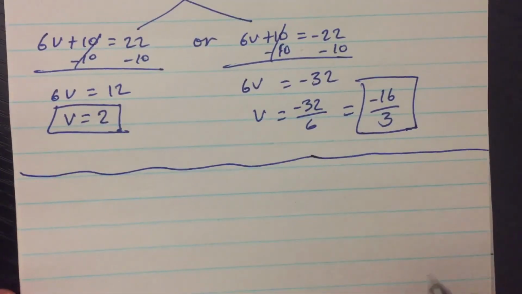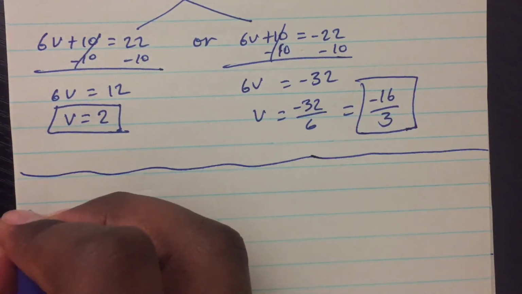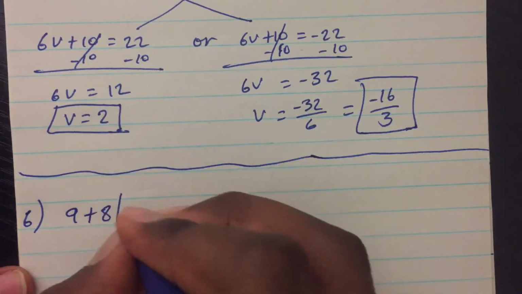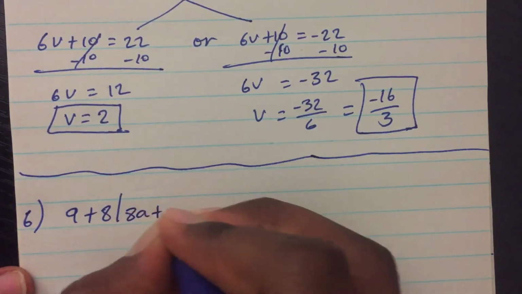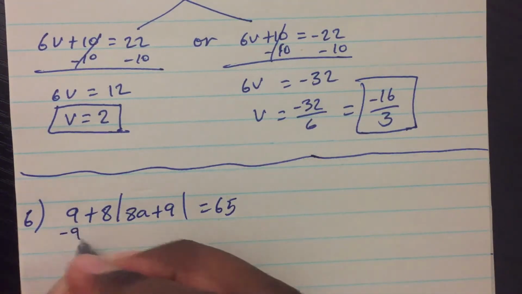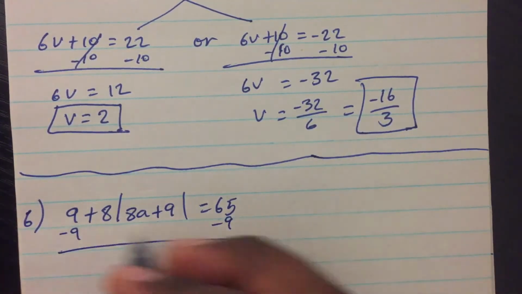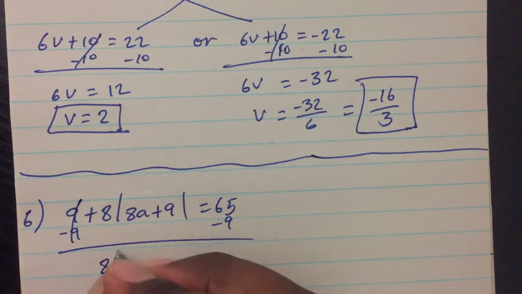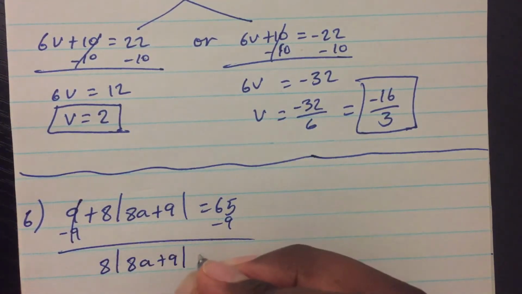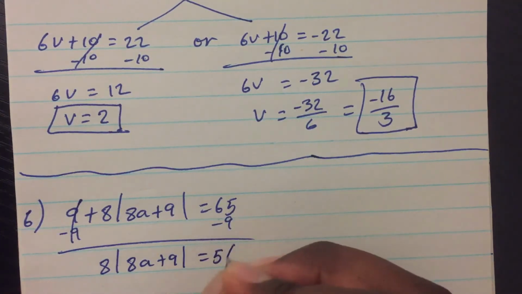For the last problem, I'll look at 9 plus 8 times the absolute value of 8a plus 9 equals 65. So the first thing we do is subtract the 9 from both sides. This cancels. 8 times the absolute value of 8a plus 9 equals 56.